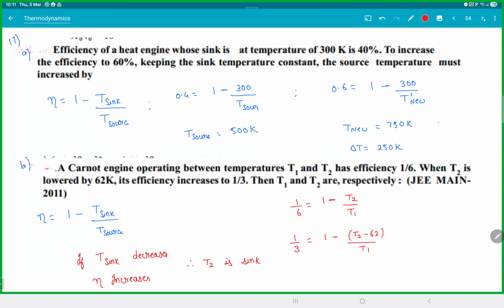Done. Two equations, two unknowns. You can solve this. How much did you guys get? 372, 310. Yeah, most of you got the same, right? So from here we'll get T1 will be 372 Kelvin and T2 will be 310 Kelvin. You can solve it and check. Clear with this? So the important thing is to figure out who is the sink and who is the source. Once you got that, then it is just a matter of solving the equations. All sure with this?